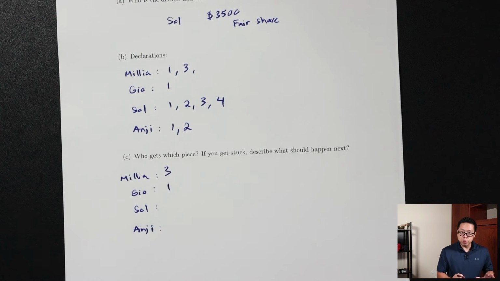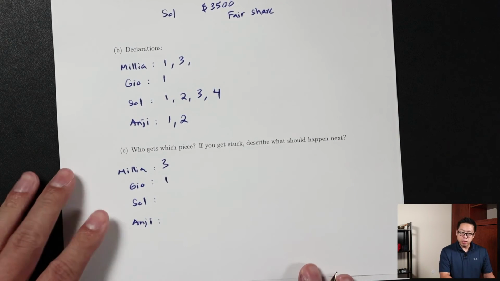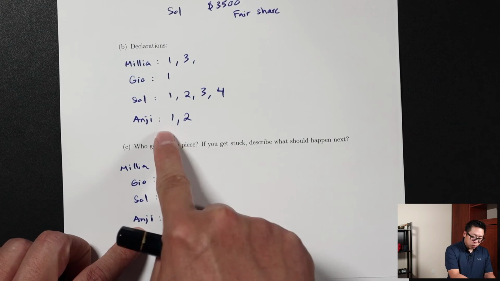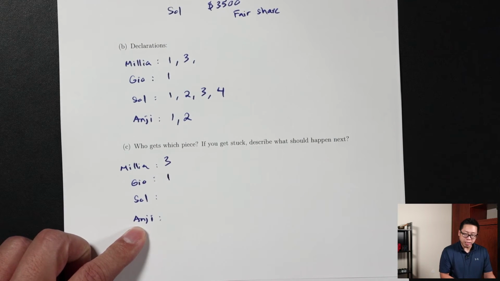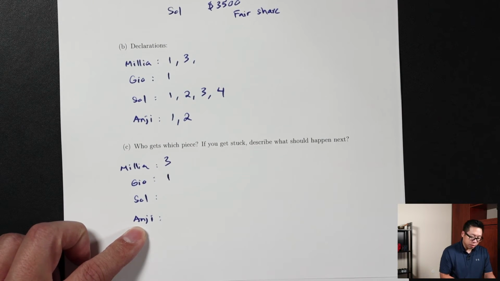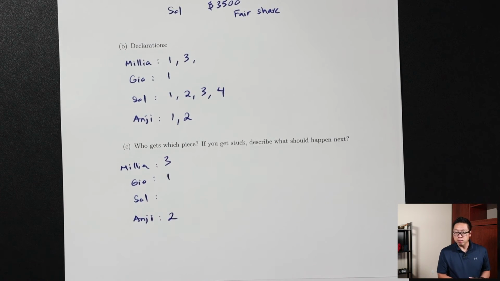Sol, we said we'll deal with Sol last because he's the most flexible. Now let's go to Anji. Anji, 1 or 2. 1 we already gave to Gio, so we can't give Anji 1. So the only thing we can give Anji is 2. And then the divider, Sol, last. What's left?